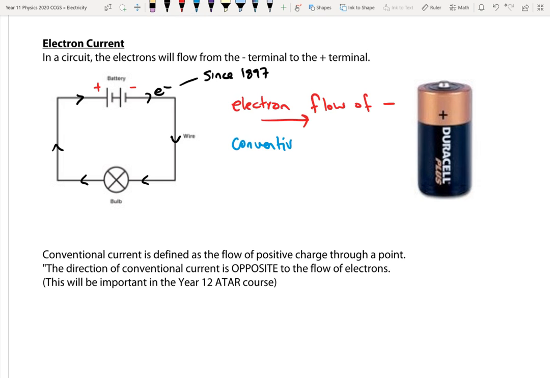I cannot talk and write at the same time. Then your conventional current flows the opposite direction.